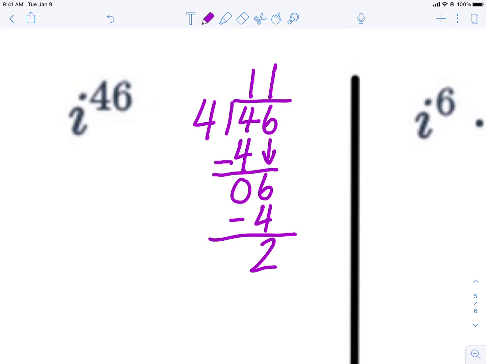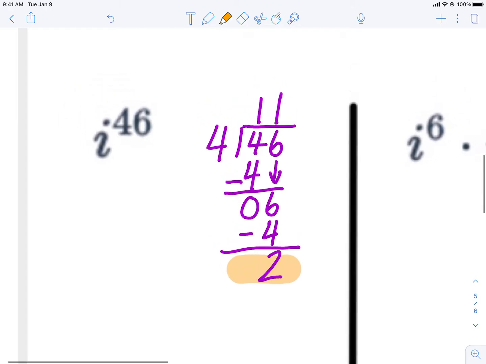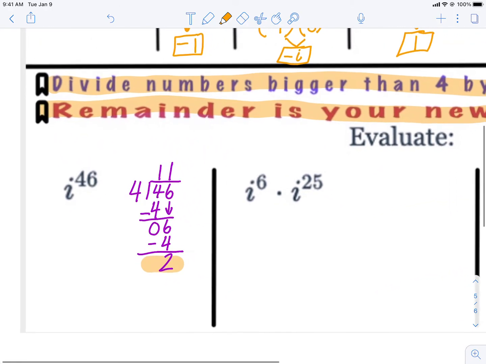That's where I want you to stop. Okay? I want you to stop there. Because 4 doesn't go into 2. That's where I want you to stop. Right? Now, this is my key here. This 2. Everybody see this 2? That is our remainder. And what does it say here on the notes?